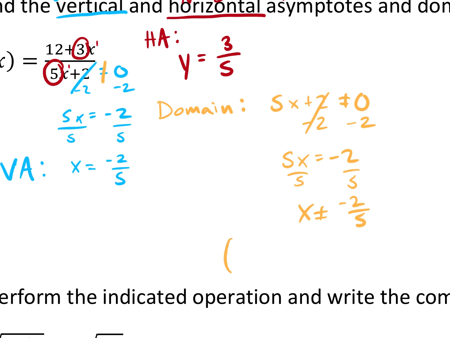Now, if this was written in interval notation, how would we write it? How can I say all numbers except negative 2 over 5? Perfect. Negative infinity to negative 2 over 5, and then negative 2 over 5 to infinity, not including negative 2 over 5. So these are the same thing, just a different way of writing it.